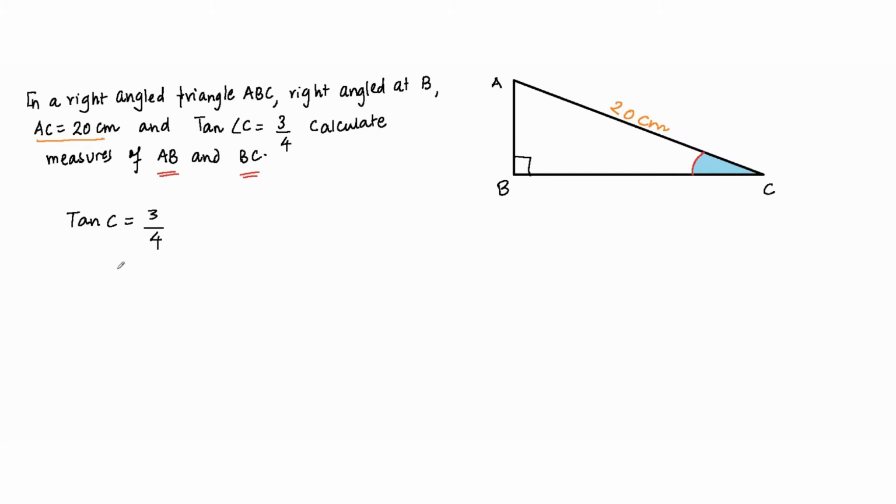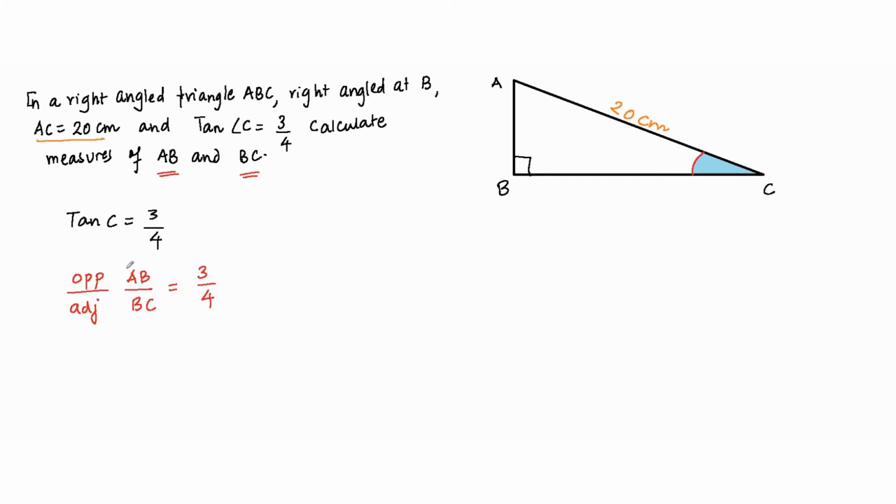So because tan C is equal to 3 by 4, I can now say that the ratio of opposite side to the adjacent side of angle C. So C is the angle of reference. So which is the opposite side to C? The opposite side of C is AB. And the adjacent side to angle C is BC. So AB by BC is therefore equal to 3 by 4.